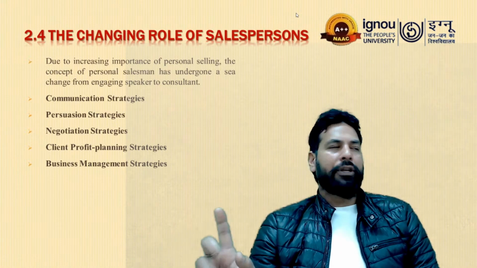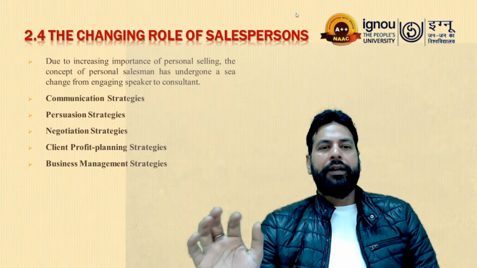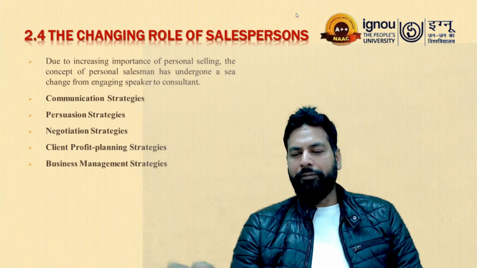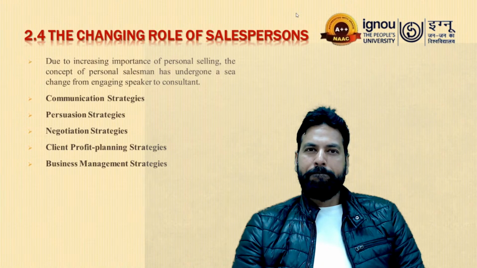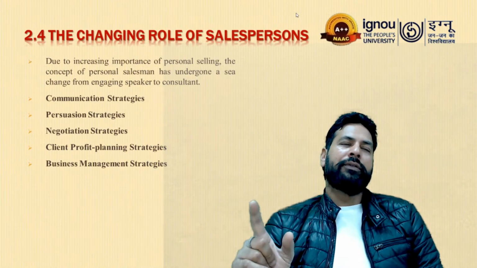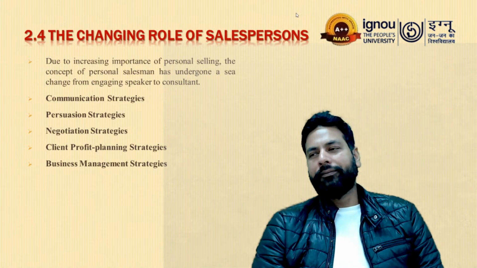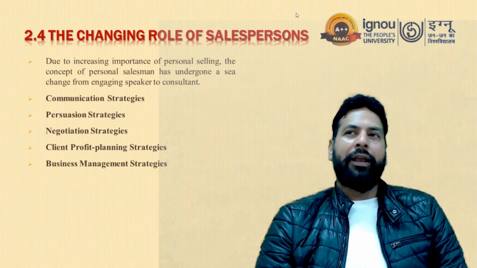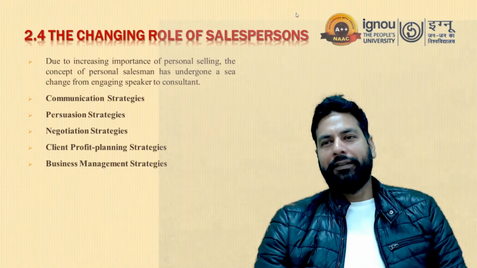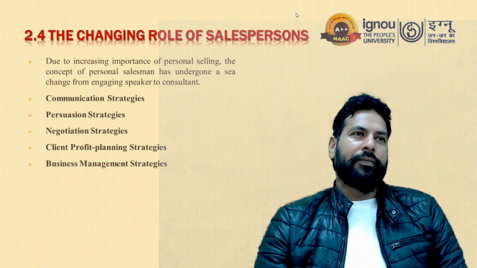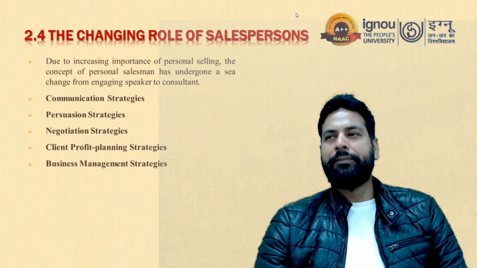So the first one is communication, second is persuasion, third is negotiation, and then client profit planning strategy. You should always remember this thing, that you should not kill the goose in one day. Because if the client is not surviving, if the client is not thriving, you will not be able to make a repeat sale. So whatever you offer, that offering should help the client's business.